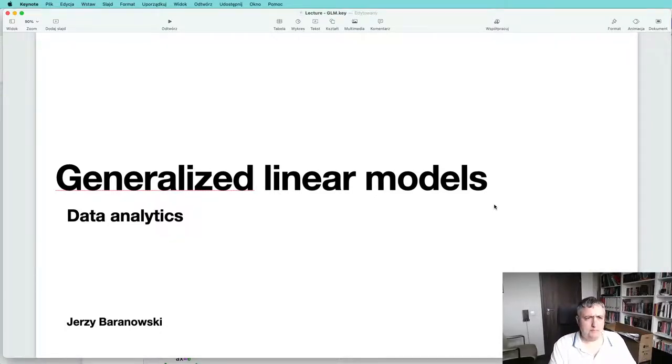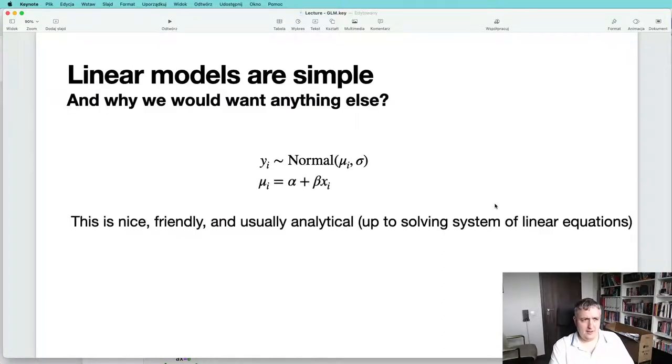Okay, so generally, what are generalized linear models? This is a topic that probably most of you have heard before. We did linear regression before, so we did linear models. So what are generalized linear models? Generalized linear models are, in a sense, an extension of that concept, and are generally very similar to linear models, which are very nice because they are very simple, and why would we want anything else?